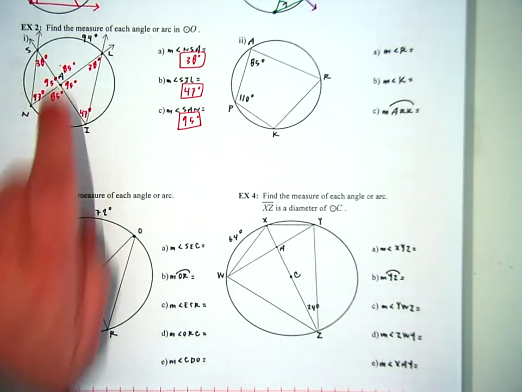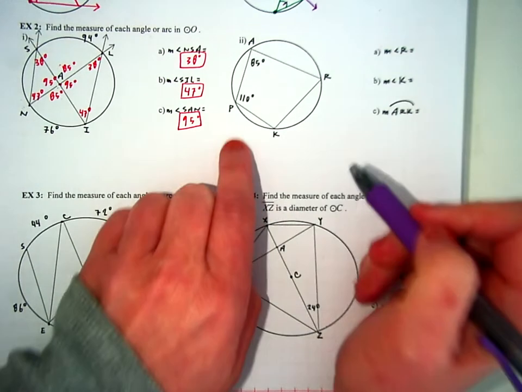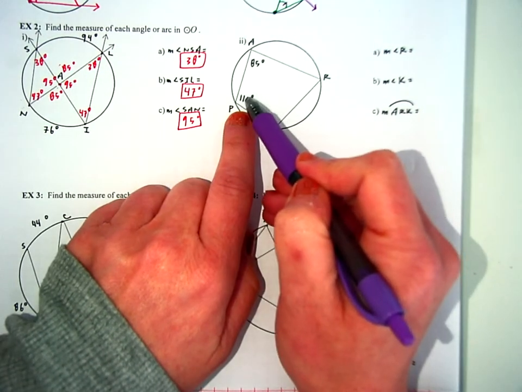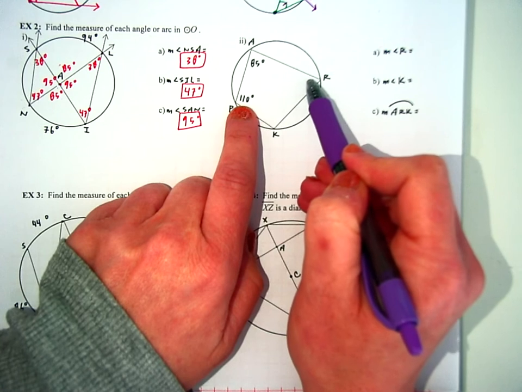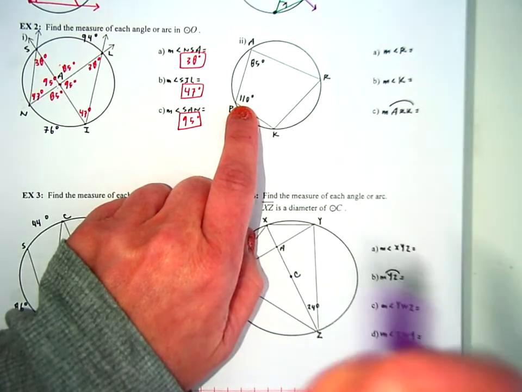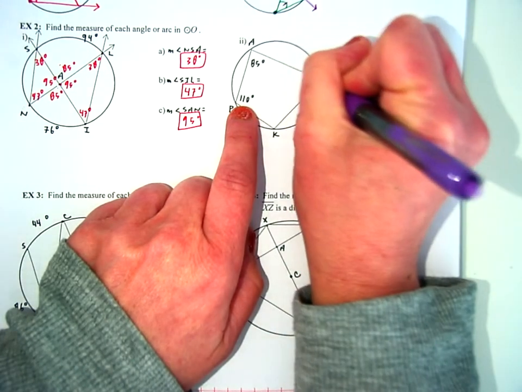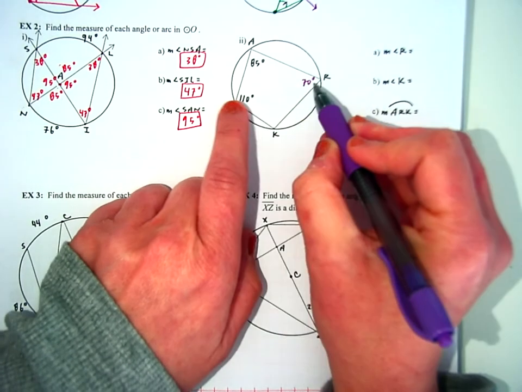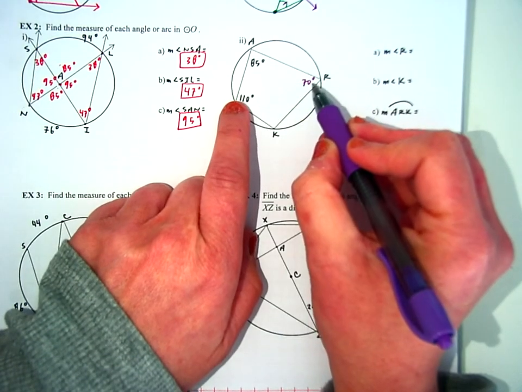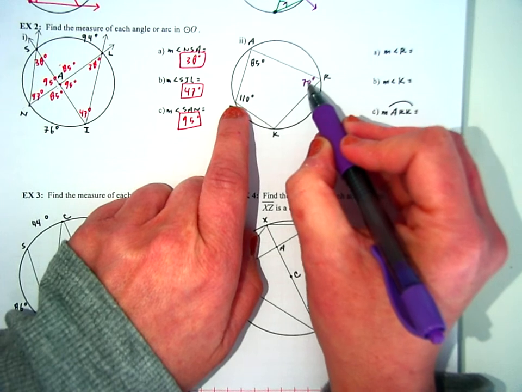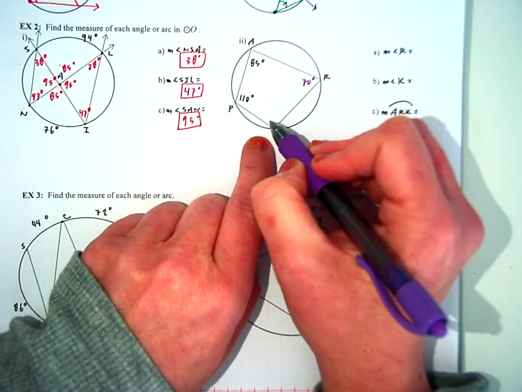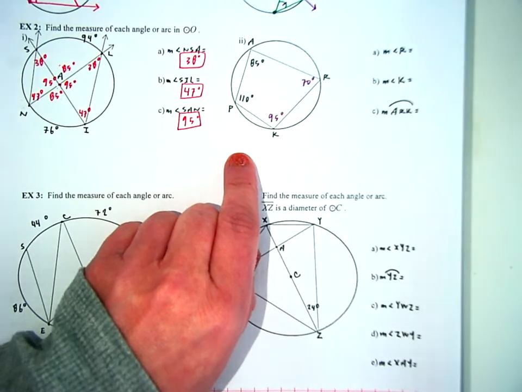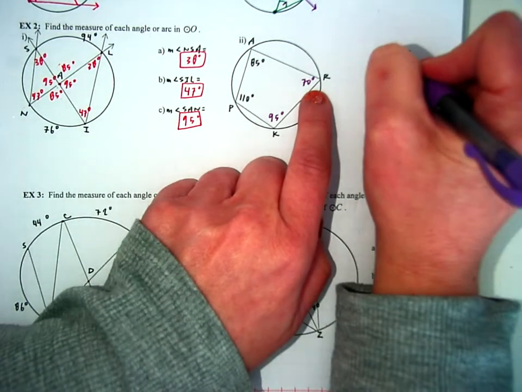Okay, next up. In this picture, I am given this angle is 110. So I know that right here, these angles are opposite, so this would have to be 70 degrees. I know that when I have an inscribed quadrilateral, the angles in opposite positions are supplementary. They're going to add to 180. So if this is 85 right here, this guy has got to be 95. Boom, just like that. So angle R has a measure of 70.